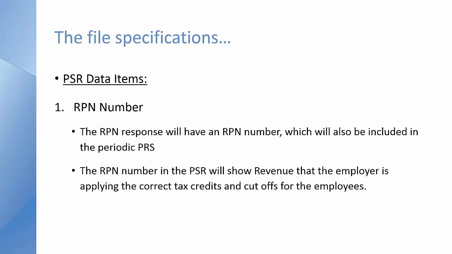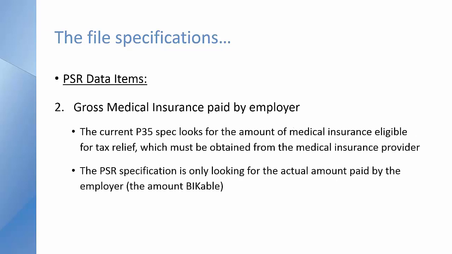Now we look at some of the PSR, the payroll submission request data items. And I should just say as well that most of the API is structured on what they call requests and responses. So the request in this case means the submission made by the payroll. The first of these, which refers back to the previous submission, is the RPN number. So the details provided by Revenue in the RPN will also include an RPN number. This same RPN number will then be included in the periodic PSR, and this will show Revenue that the employer is applying the correct or most up-to-date tax credits and cut-offs for the employees.